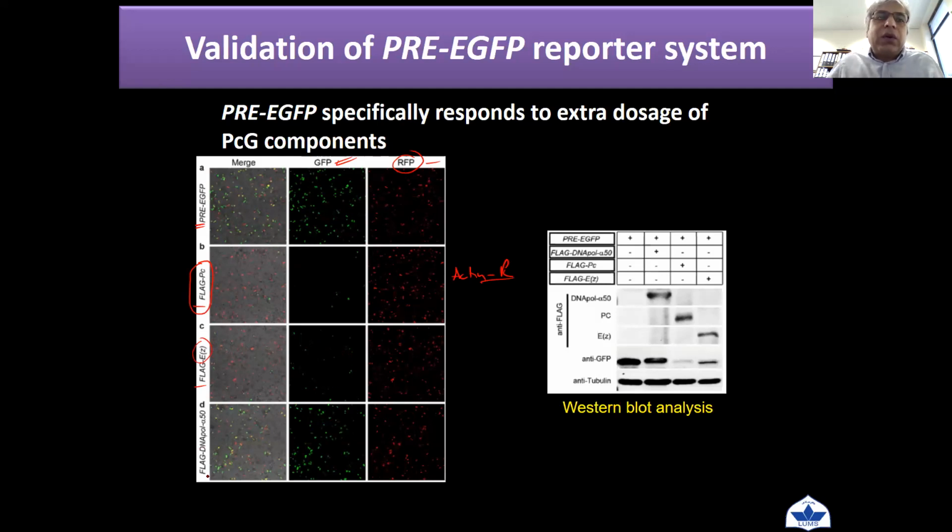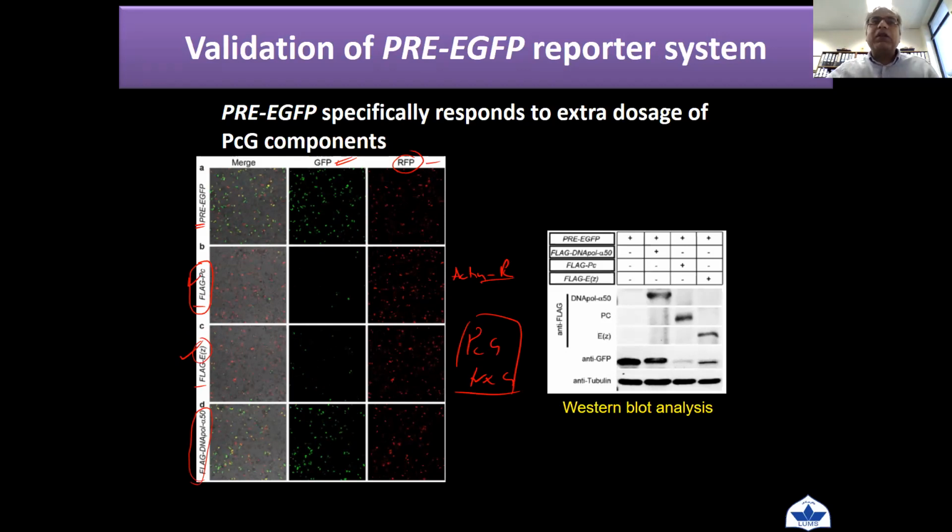And this is another control in which we expressed DNA polymerase alpha, totally irrelevant, which is not a member of the polycomb group or trithorax group proteins. This is showing that it's not just overexpression of any protein which is going to diminish GFP expression. This downregulation is very specific to overexpression of polycomb group members. It means this reporter, which we have modified a bit by bringing in GFP, is responding to polycomb dosage.